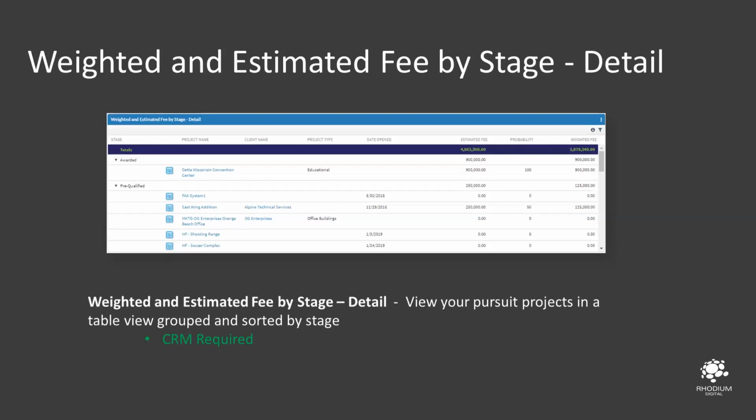This is a tabular representation of the graph that we just looked at. And basically this allows us to look at greater detail with respect to each of the pursuit projects. And this particular view is grouped and sorted by stage of each pursuit.